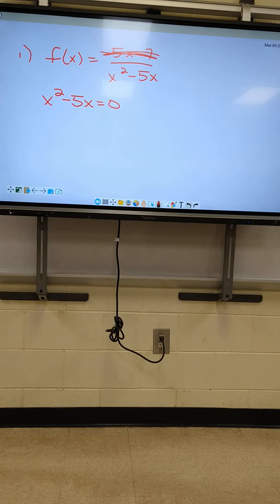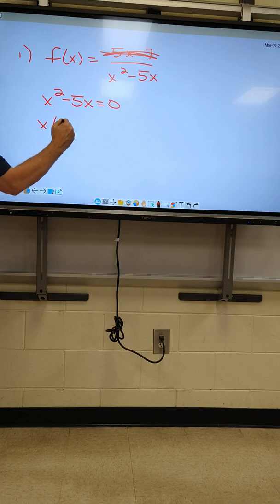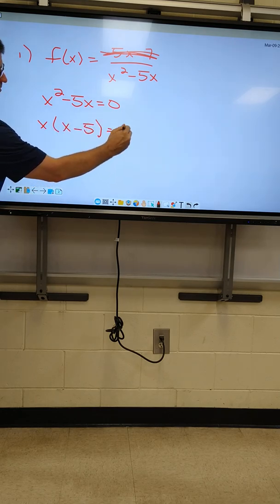All right, so like we said yesterday, if you guys want to do quadratic formula on that, you can. But I just showed you how to factor it the first time we did it. Take out an x, and y'all should have x minus 5. Write that down.